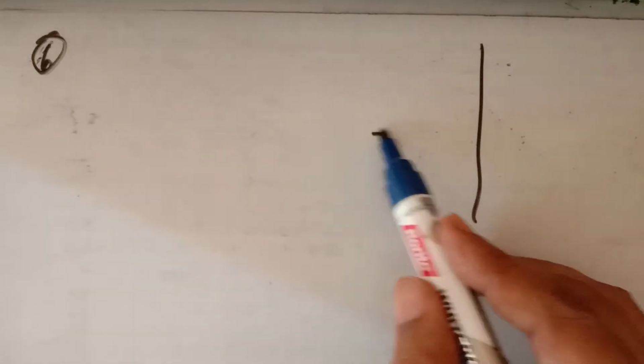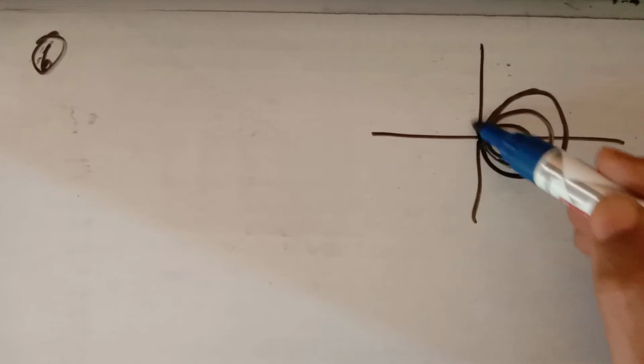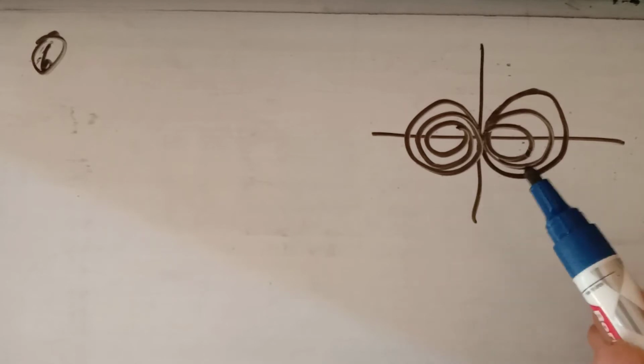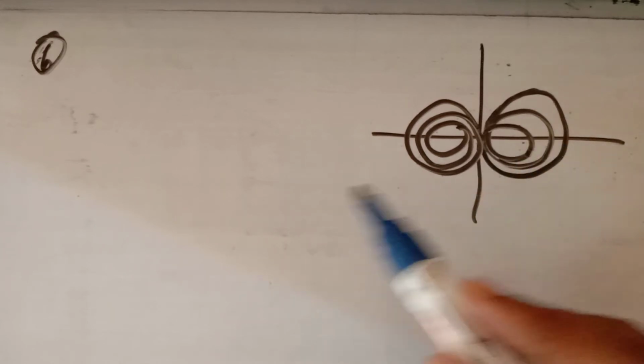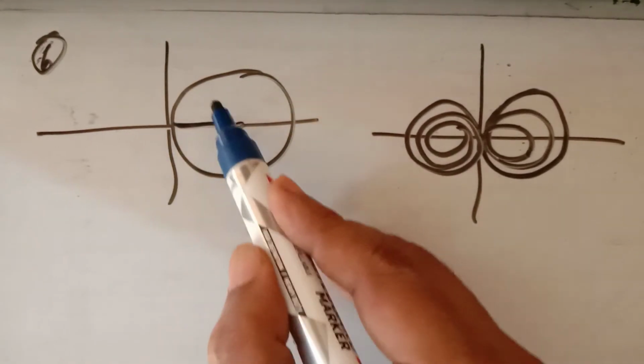Now in question number 6, you have to form a differential equation of the family of circles touching the y-axis at the origin. A circle touching the y-axis at the origin only can be drawn like this. When the circle is touching the y-axis at the origin, its center will lie on the x-axis, and let the radius of the circle be r.